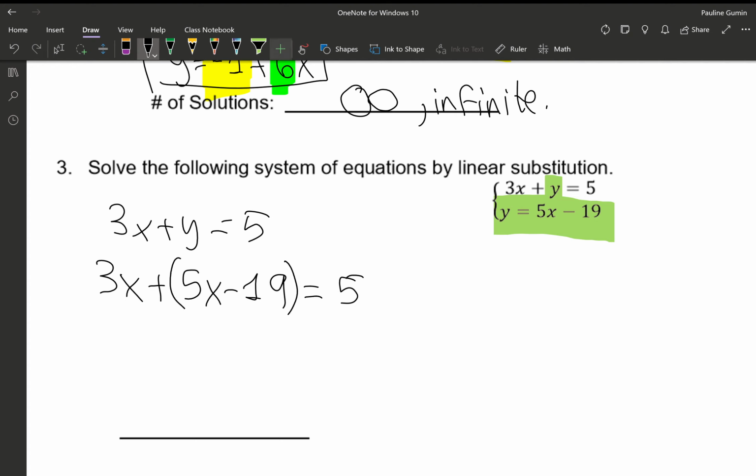Now usually I put parentheses around there, but that's when we have a number in front of the y. In this case, we don't have any numbers in front of the y, so I could just leave it as 5x minus 19 without any parentheses around it. All right, let's combine some like terms. We can combine the x's. 3x's and 5x's give us 8x's.